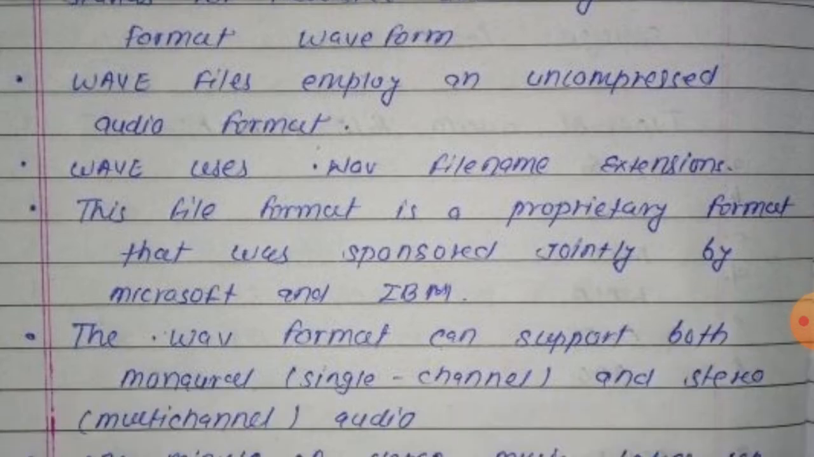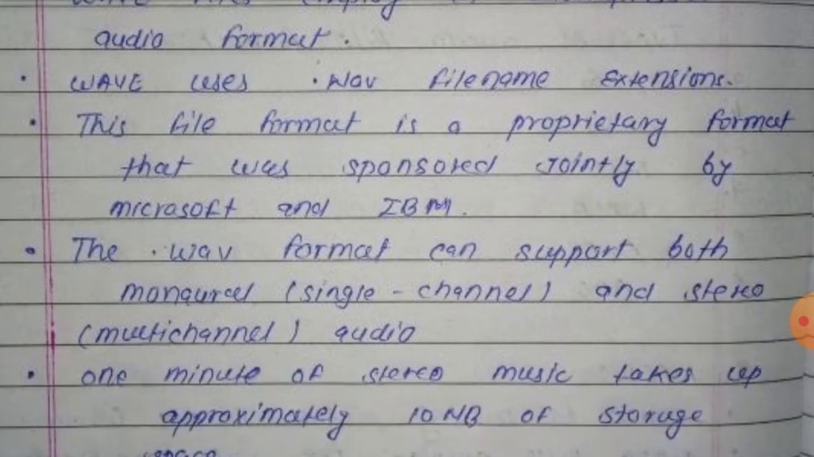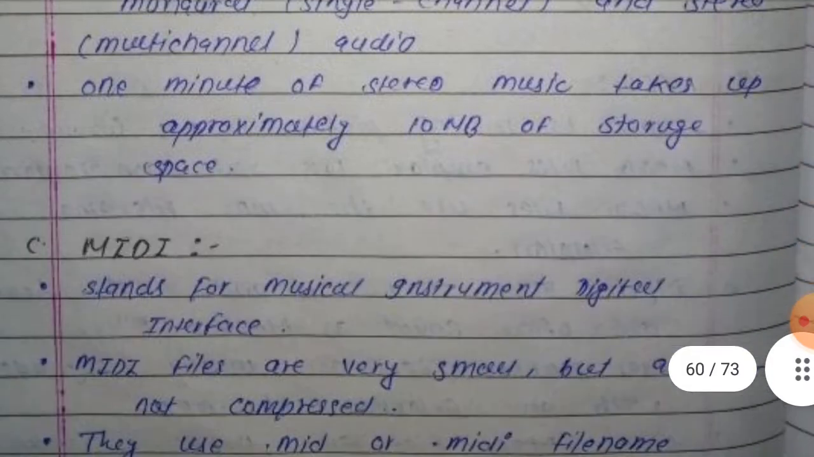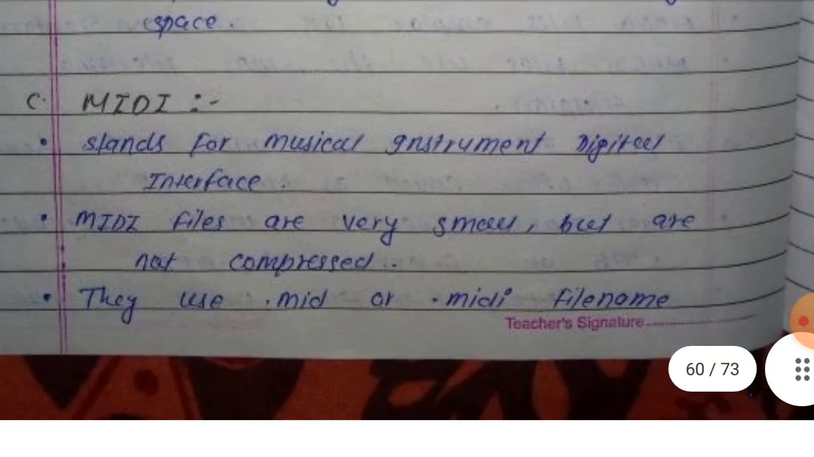WAV files employ an uncompressed audio format. WAV uses the .wav file name extension. This file format is a proprietary format that was sponsored jointly by Microsoft and IBM. The WAV format can support both mono single channel and stereo multi-channel audio. One minute of stereo music takes up approximately 10 MB of storage space.